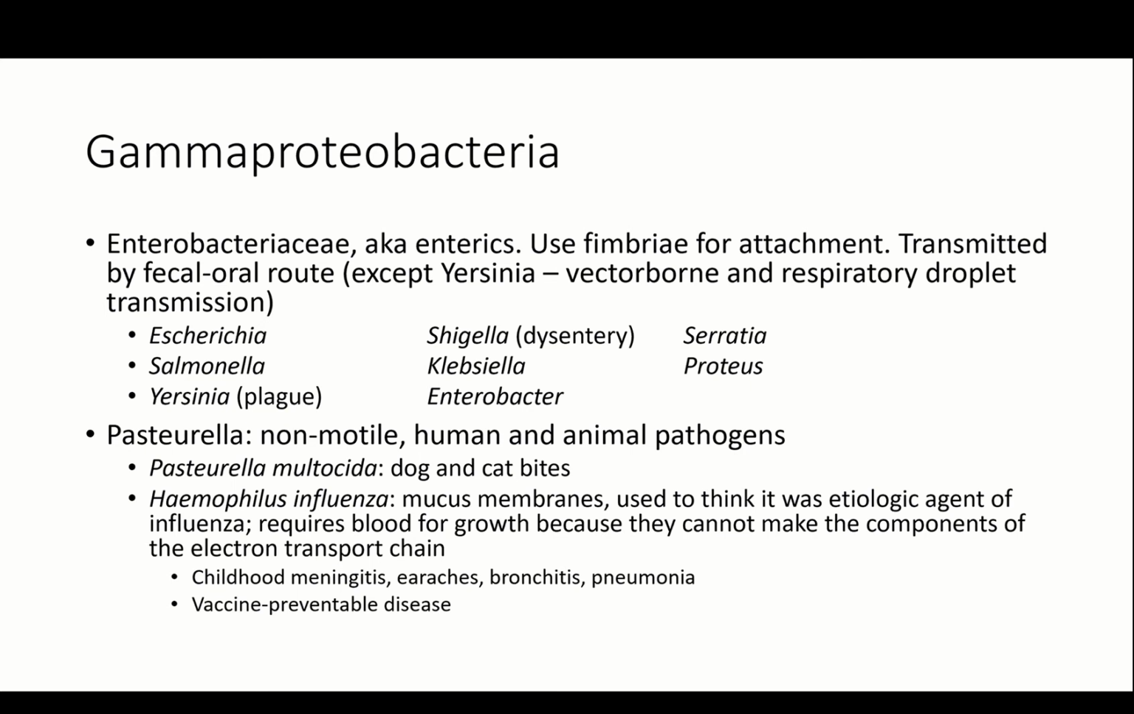The exception to this is Yersinia, which causes plague, Yersinia pestis. That one is transmitted through a vector-borne route and sometimes a respiratory droplet transmission, so when somebody coughs or sneezes. Organisms within this family include Escherichia coli, for example, Salmonella, Shigella, which causes dysentery, Klebsiella, Enterobacter, Serratia, and Proteus. Several of these we've already worked with in the laboratory.